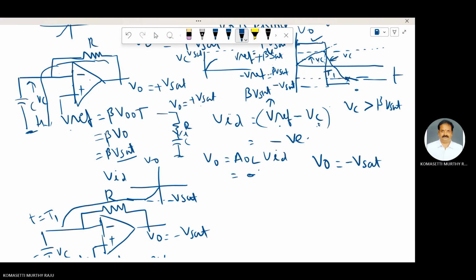When the output voltage switches to minus V sat, the capacitor charges more and more negatively. Negatively means towards the negative axis, below the time axis, more and more negatively until its voltage just exceeds minus beta V sat. This is the minus beta V sat.